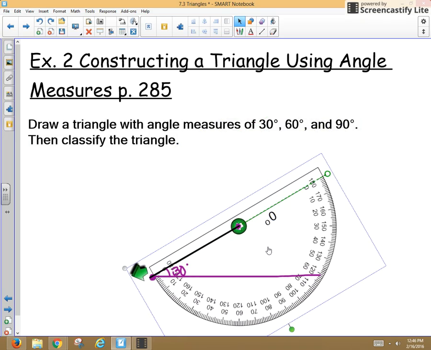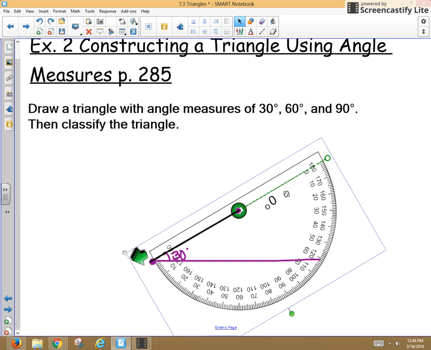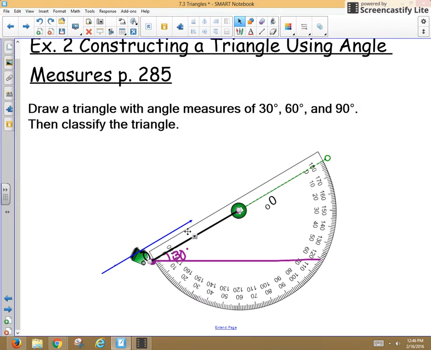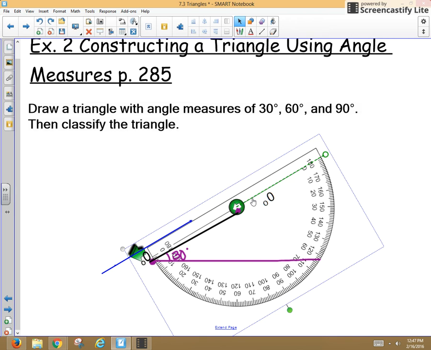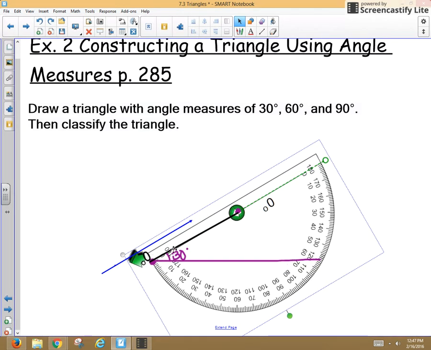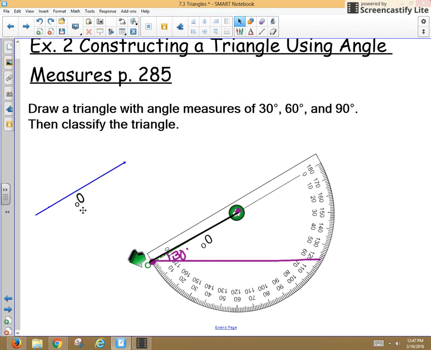So I pick it up, and then I start at 0. Let me flip this around. And now I'm going to measure a 60-degree angle. So here I have, let me pick my protractor a little more. Let me go from this other direction. That's better. Okay, so I'm going to measure it 60 degrees.